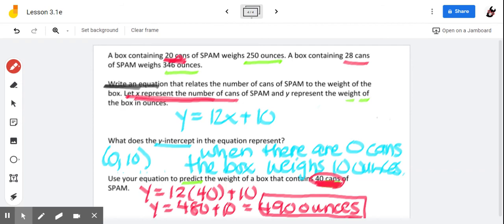All right, hopefully that will help you and you will be able to go on to do your other practice problems.